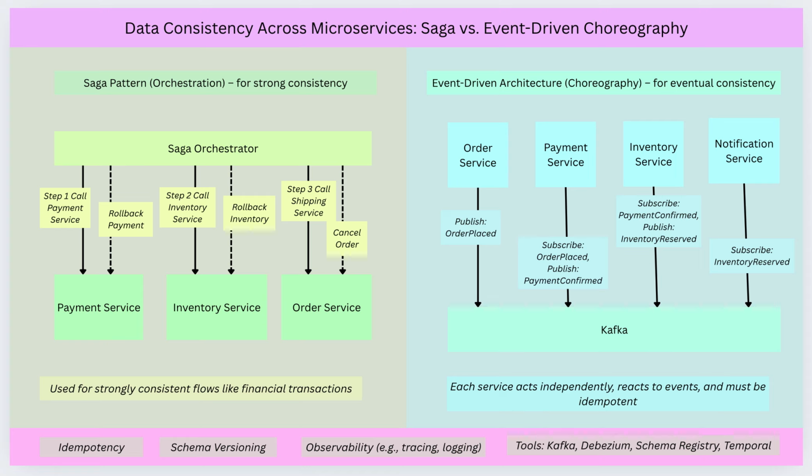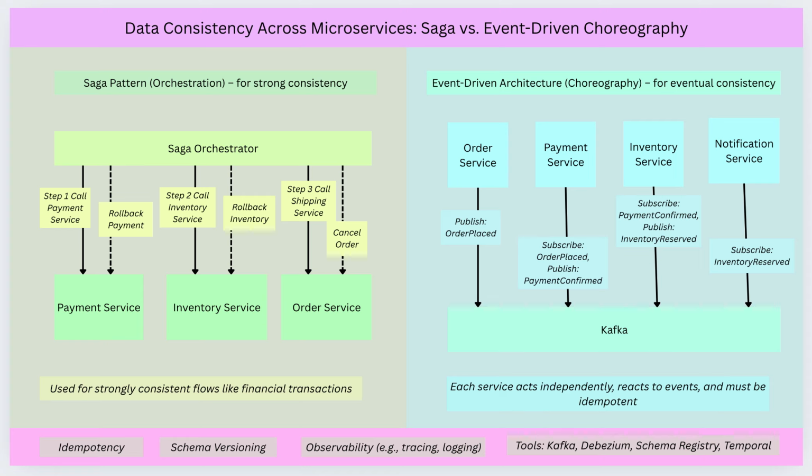Now, for scenarios where real time accuracy isn't critical, such as logging analytics, updating dashboards, or sending notifications, we go for event driven choreography. Here's how that looks. Each microservice publishes and subscribes to events using a message broker like Kafka.